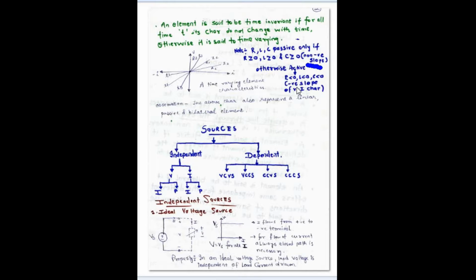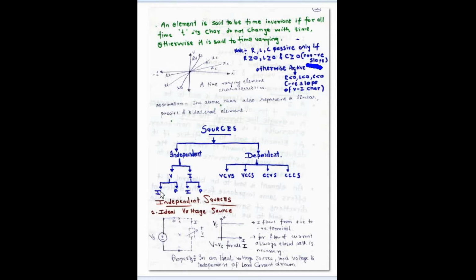So this was something about the elements, the types of elements in network theory. At this point of time, now we'll move on to the sources and its types. So the sources, there are basically two types. First is the independent source and the dependent source. The independent source is further classified into voltage and the current sources.